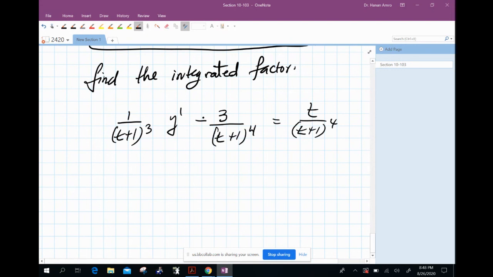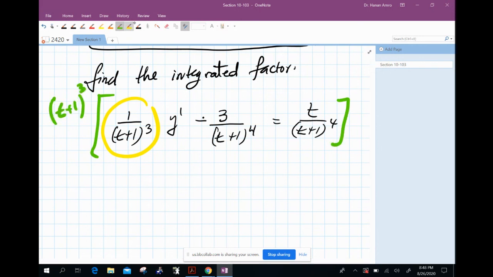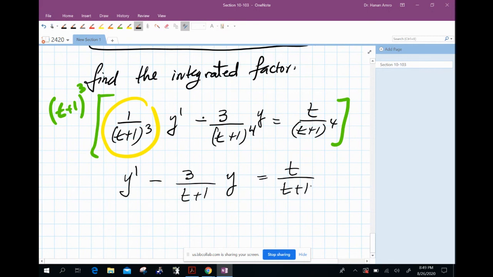Remember, the idea here is we want to find the integrating factor. So this coefficient right here in the front must be 1. Therefore, I'm going to go ahead and multiply the whole entire equation by t plus 1 to the third. So if we do that, let's see what happened. That will become a y prime. This becomes 3, but when you have 3 up and 4 down, then you're left with t plus 1 and the y right here, and that's equal. Now we have 3 up and 3 down, then we have over t plus 1.